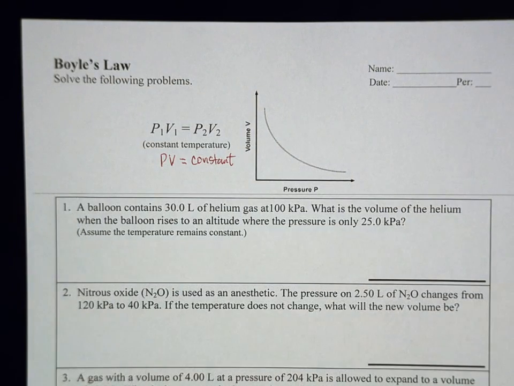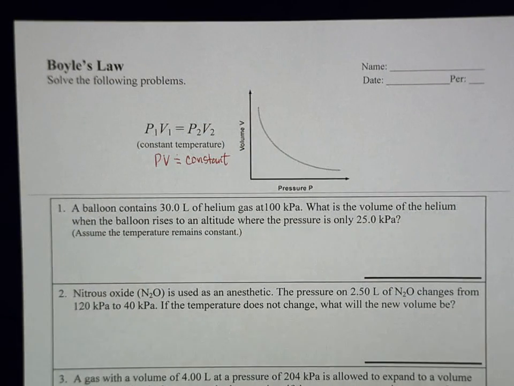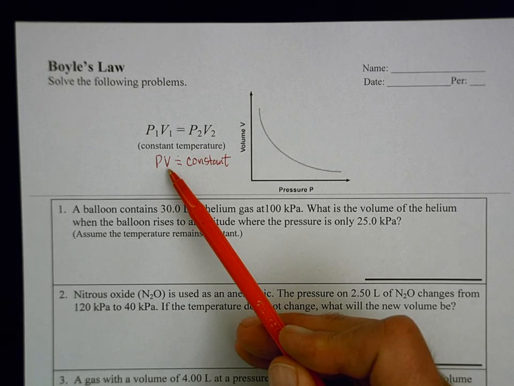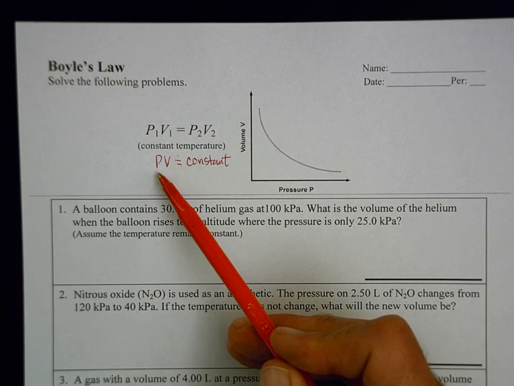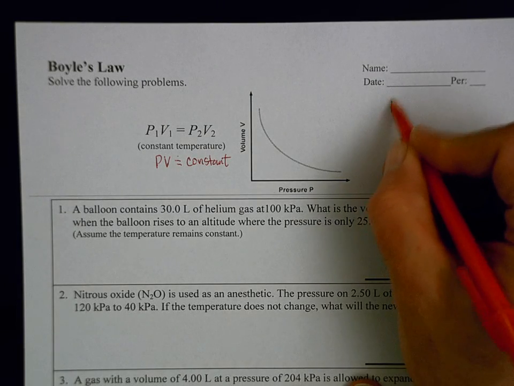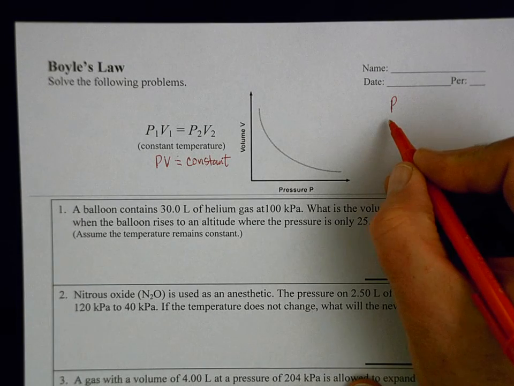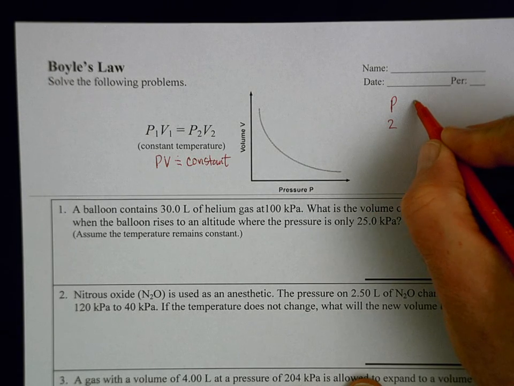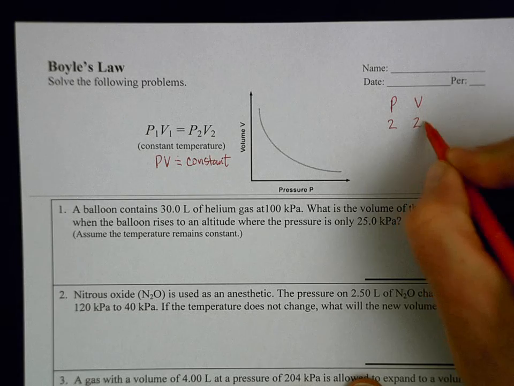For a given gas at a constant temperature, constant means it's not going to change, if I change one of these, the other one has to change in such a way that when I multiply the two numbers together, it equals the same thing all the time. In fact, we could make a little table. We're not going to worry about the units, but let's just suppose that the pressure was 2 and the volume was like 20.